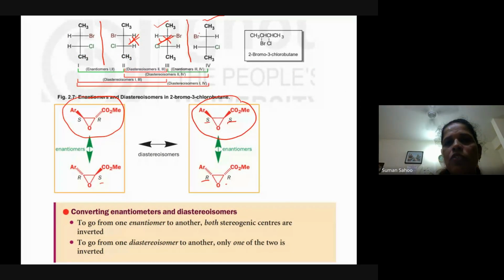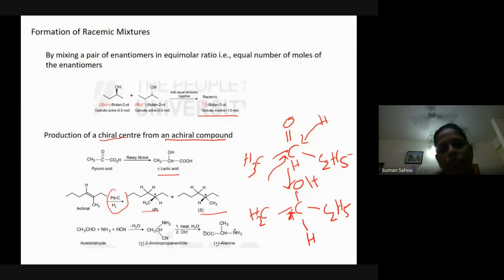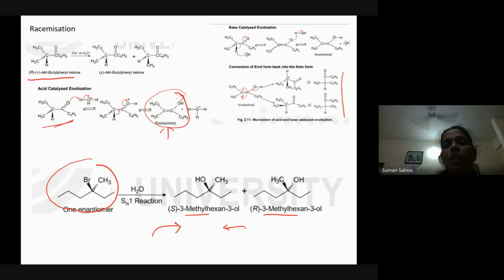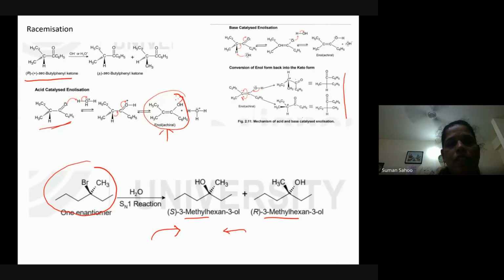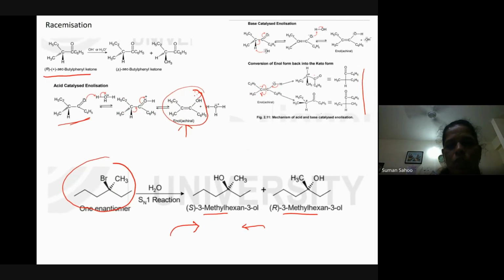If you just see, you have bromine here, you have chlorine here, so you do not have a plane of symmetry here. So this one is optically active. When you form diastereomers, when you have more than one chiral center, relatively, you are getting enantiomers and diastereomers.